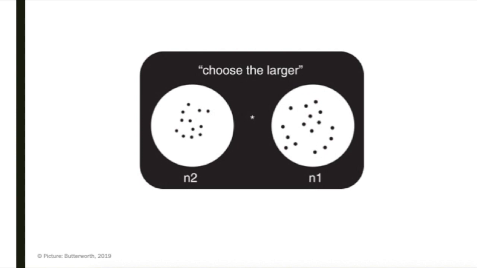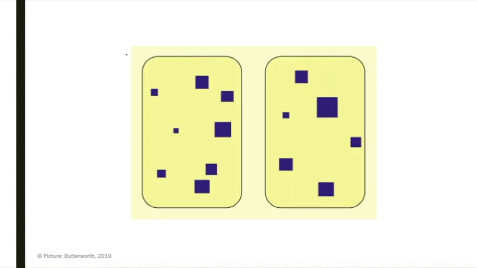In this task, the participant needs to choose the panel with more dots. Responses are often given by pressing a button on the keyboard. In the third example, the participant needs to decide which side has more squares.